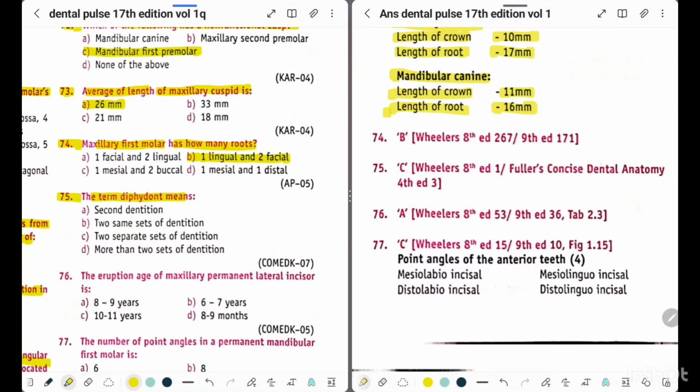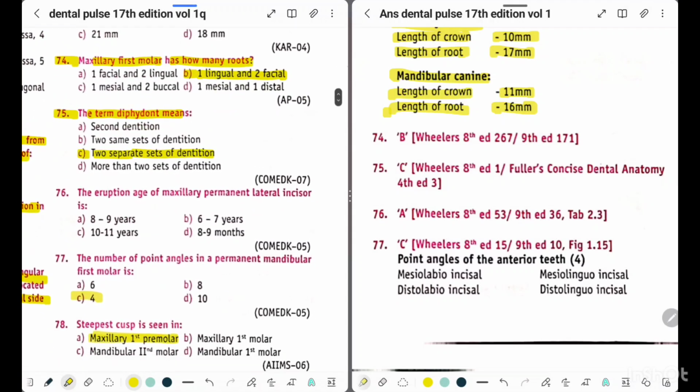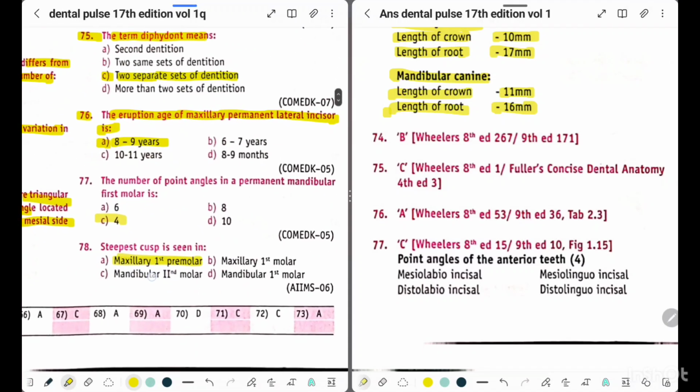Question 75. The term diphyodont means. So its answer is 2 separate sets of dentition. The term diphyodont means 2 separate sets of dentition. Question 76. The eruption age of maxillary permanent lateral incisor is. So its answer is A, 8 to 9 years. Question 77. The number of point angles in a permanent mandibular first molar is. So its answer is option C, 4.